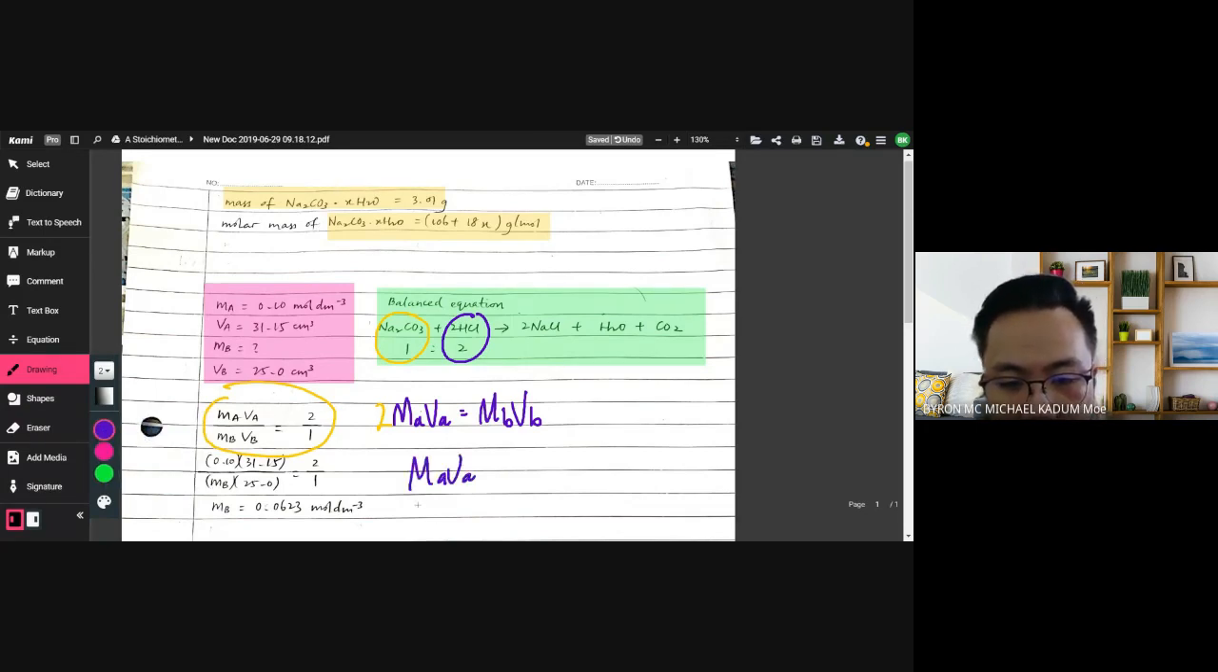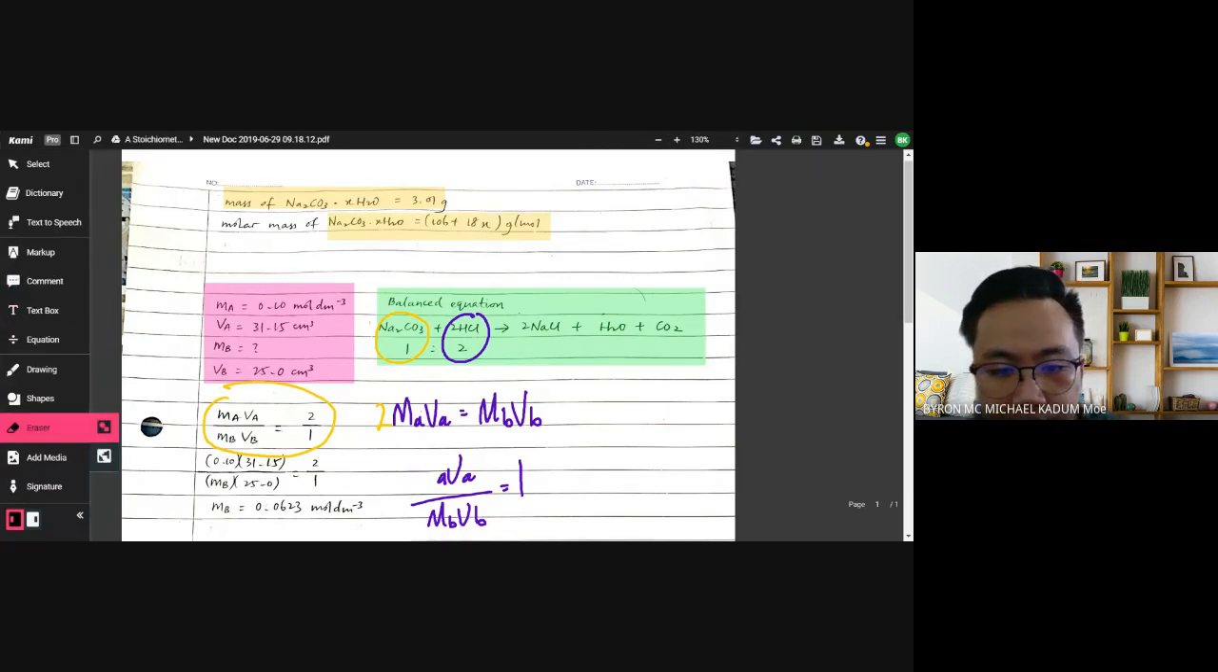Sebab bila ini saya pindahkan ke bawah, kita akan dapat MA VA over MB VB equals to, kan sini ada 2, ini ada 1 kan. So kalau kita pindah 2 ni ke sebelah, kita, sekejap. Ini 2 MB VB. I want to show you the easiest way to understand this.